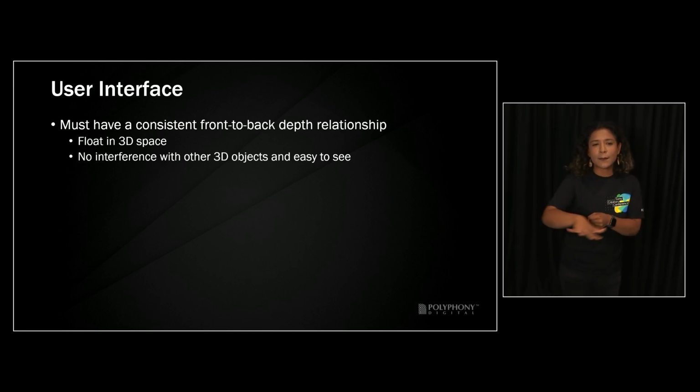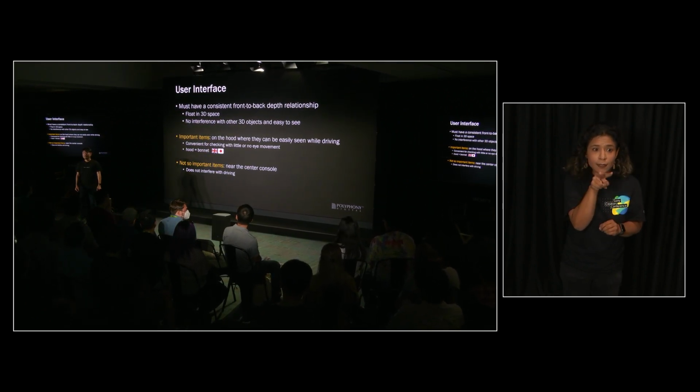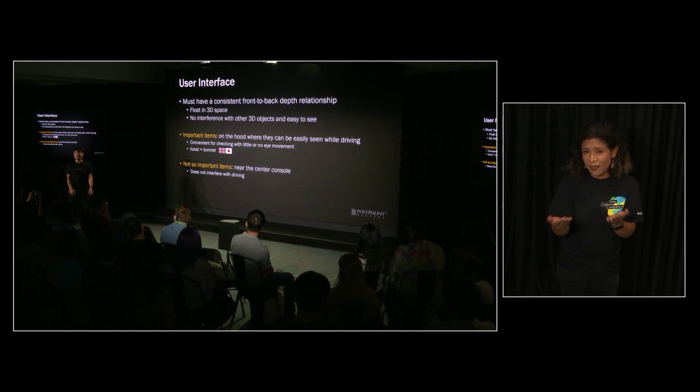It is important to position it in an easily viewable position so that it will not interfere with other 3D objects. We float important items on the floor where they can be easily seen while driving. It's convenient for checking with little or no eye movement. On the other hand, we float not so important items near the center console. It does not interfere with driving.